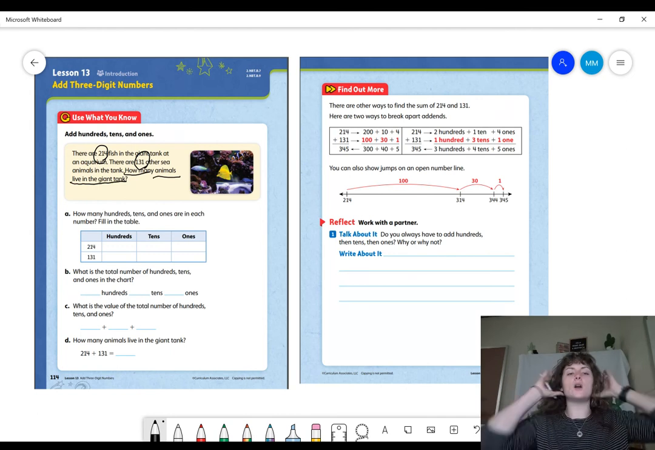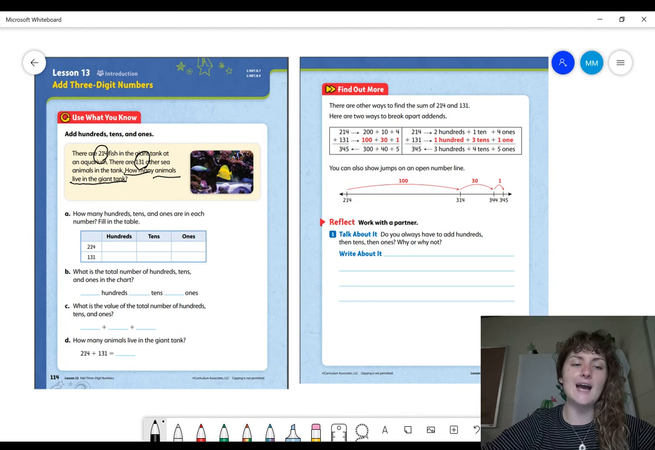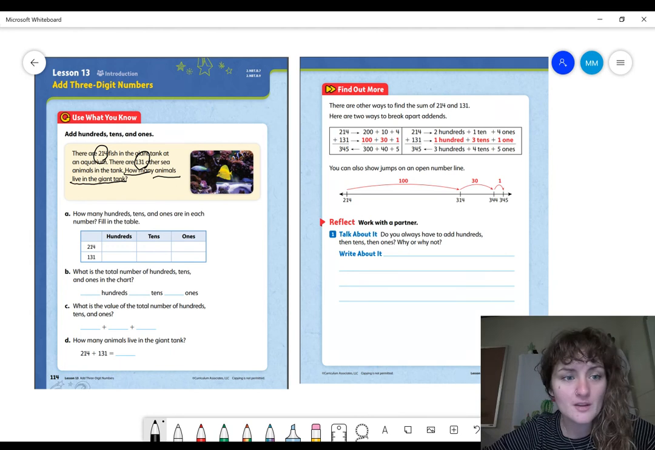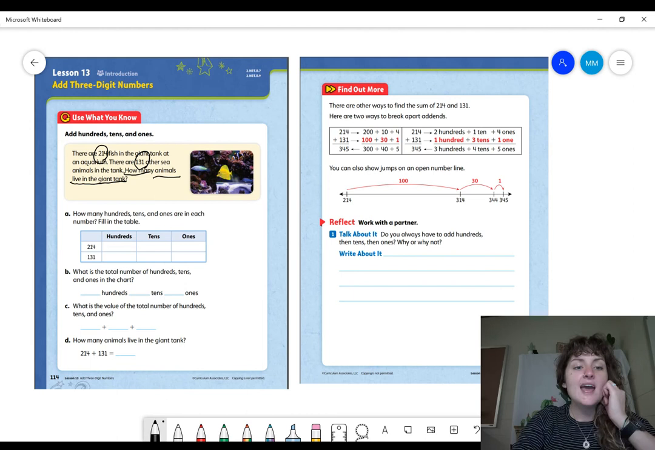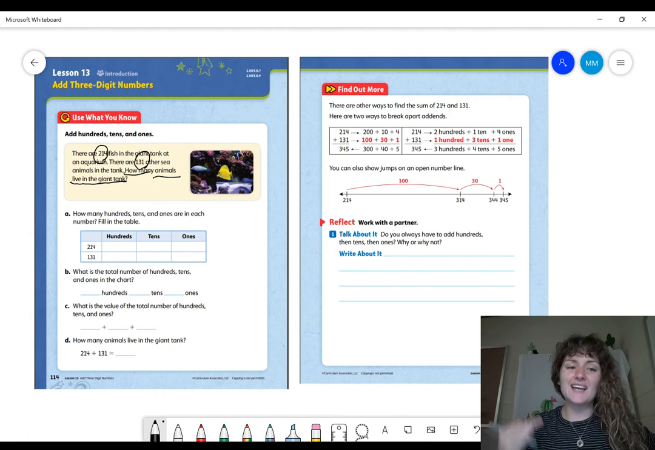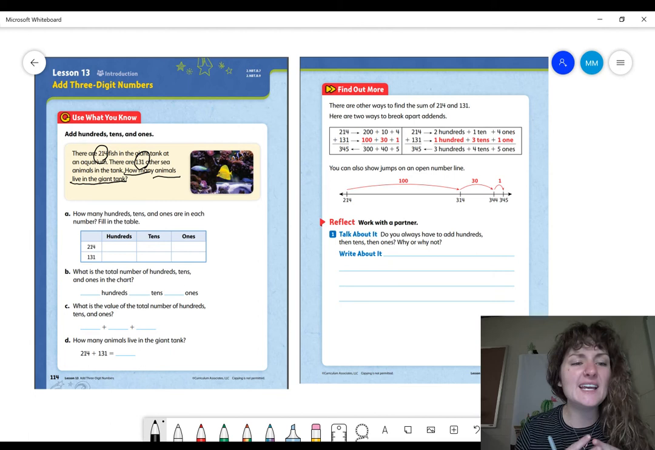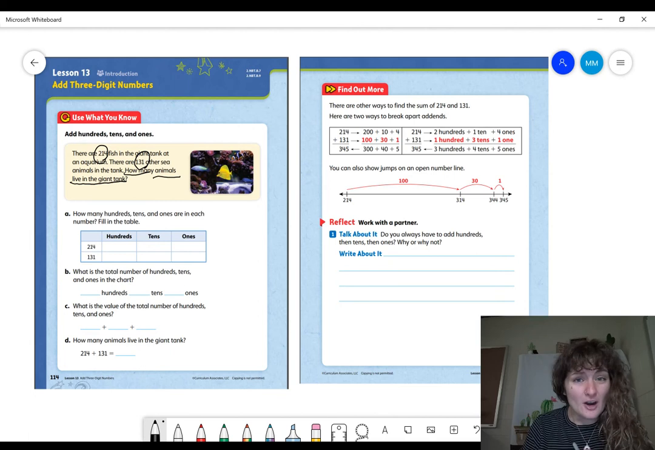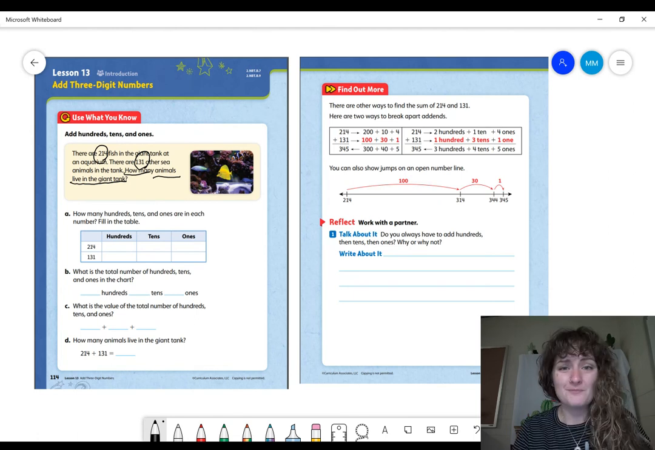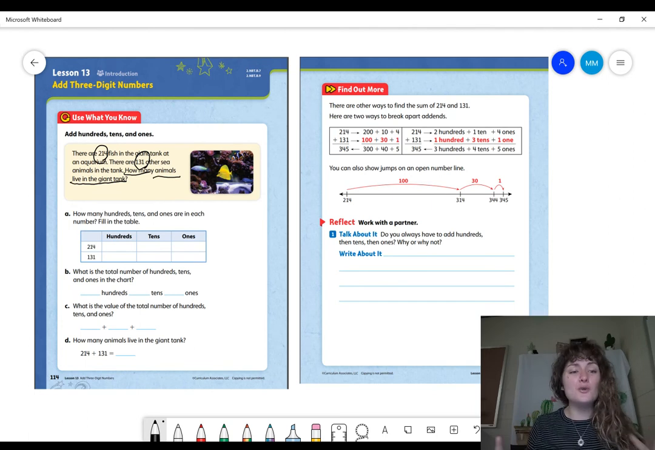So look back at our word problem. What are the two numbers that we circled? We circled 214 and 131. What is the question asking us to do? It's asking us to find how many animals live in the giant tank. So 214 and 131. Are we adding, subtracting, or finding a missing part? We're adding. We are adding 214 and 131 to find how many animals live in the giant tank.